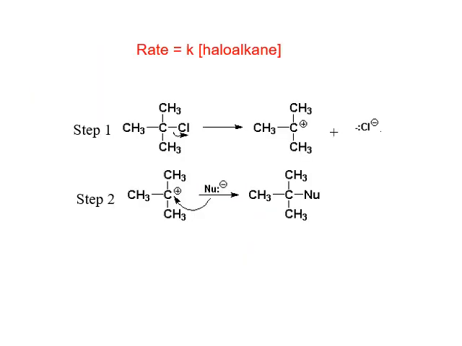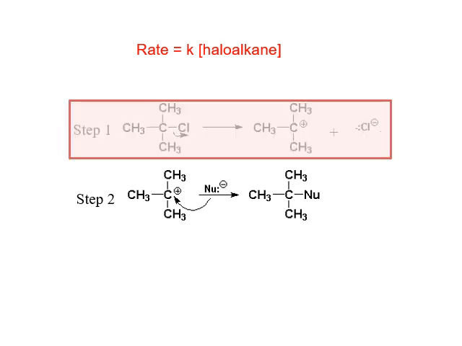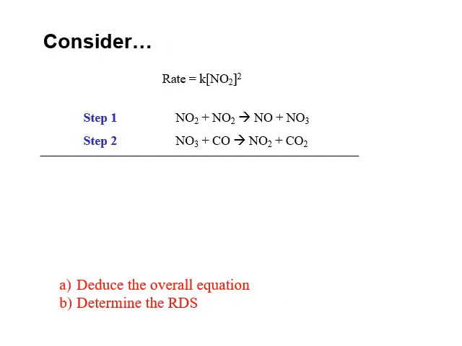So now we know the rate equation, we can use that to determine which is the rate determining step. The rate determining step only includes the haloalkane, and therefore it must be step 1. If step 2 was a rate determining step, you would expect to see the nucleophile in the rate equation as well. So the rate equation, if step 2 was a rate determining step, would be the nucleophile and the haloalkane.